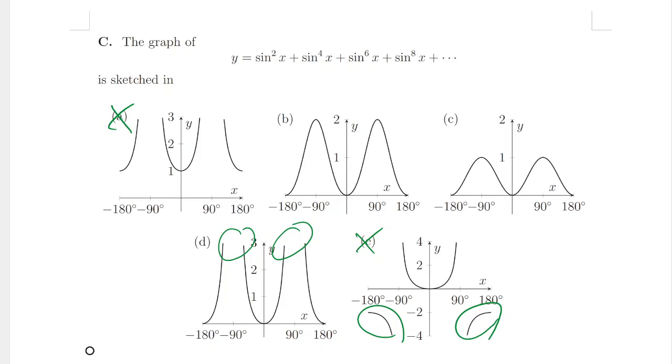So when x is 90 degrees, sine 90 is 1. So 1 squared is 1, 1 to the 4 is 1, 1 to the 6 is 1. Okay, fine. So it's 1 plus 1 plus 1 plus 1 plus and so on. And of course, the series doesn't converge, because you have infinitely many ones adding together. So therefore, at the values 90 and negative 90, it should go to infinity, right? You're adding infinitely many ones. So I think the answer would be D there. All right, quite a fun question.